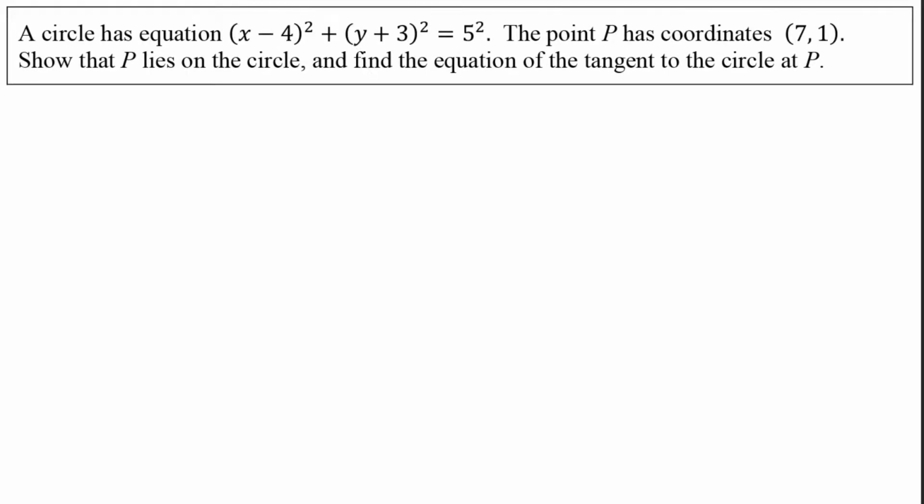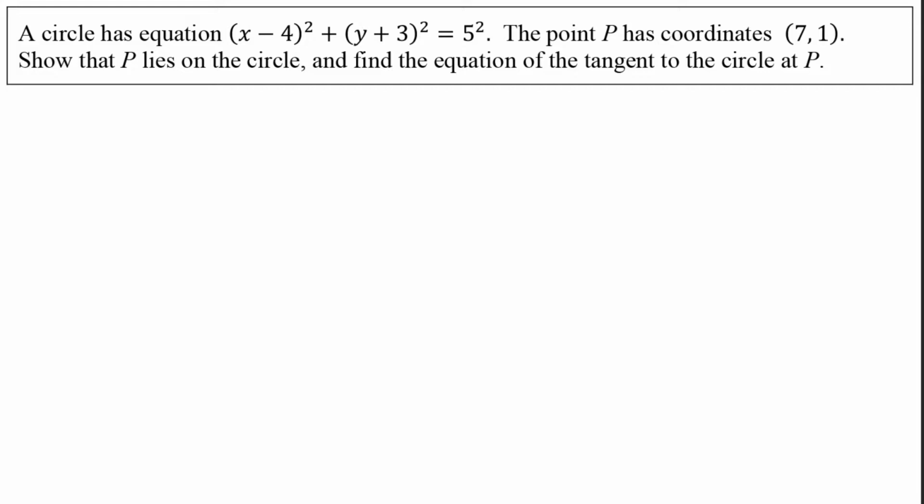So let's consider some questions that we can solve using some of these ideas. A circle has equation (x - 4)² + (y + 3)² = 5². The point P has coordinates (7, 1). Show that P lies on the circle and find the equation of the tangent to the circle at P.